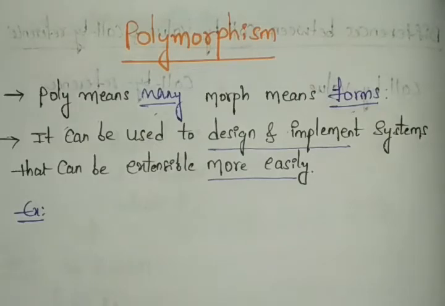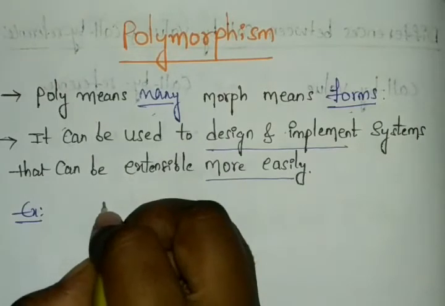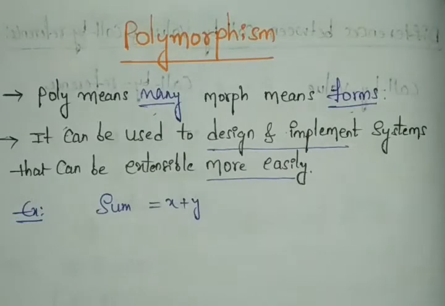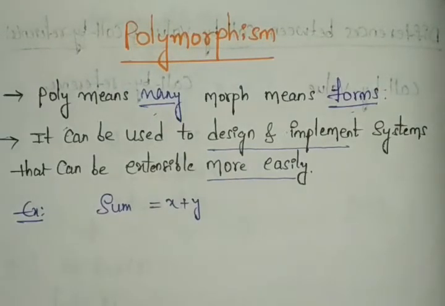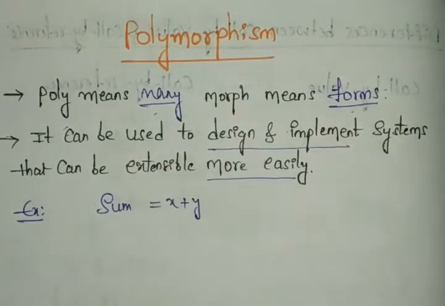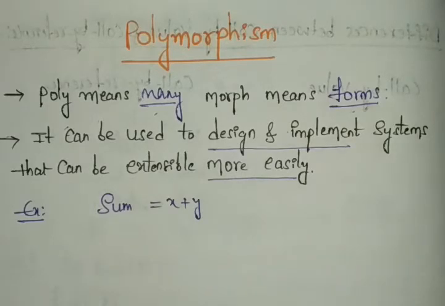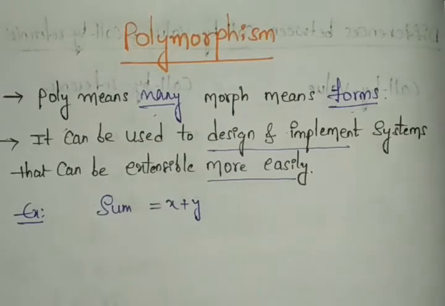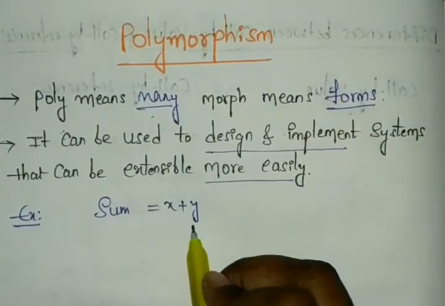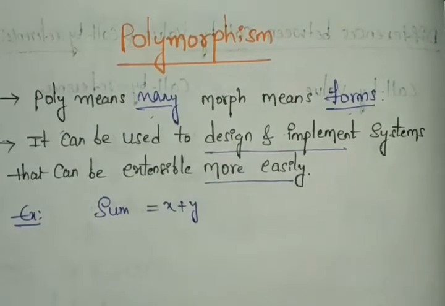For example, you can see here I am taking sum equals x plus y. Here you can take the sum of x and y variable values, or any type of values. Any type means you can choose any data type values. It may be int, float, double, anything you can choose, and that is possible here. So by using polymorphism, we can perform in several ways in our programs. It may be any type of data.